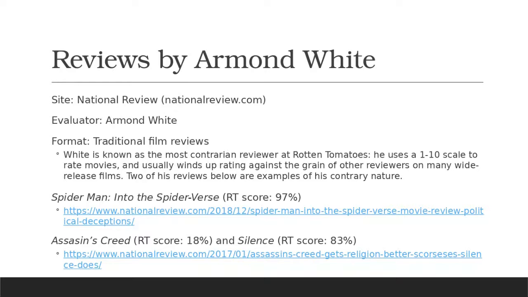So the 2 examples of his, and I do want you to look at both of them. His review of Spider-Man Into the Spider-Verse, which has a Rotten Tomatoes score of 97%, that he is panning. And then the second one, he has 2 movies reviewed in a single review. One of them is Assassin's Creed. Rotten Tomatoes scores it at 18%, but White likes it. And then you have Silence. Rotten Tomatoes scores it at 83%. White does not like it.